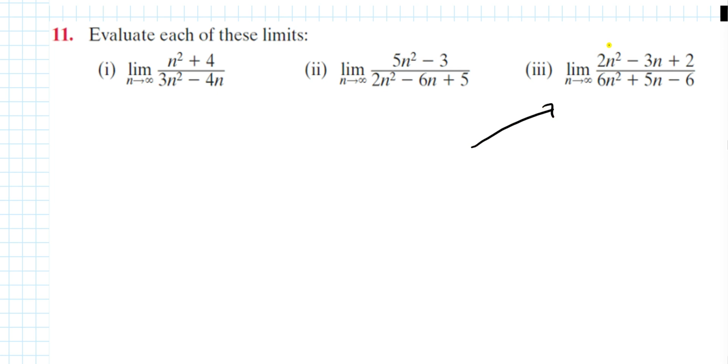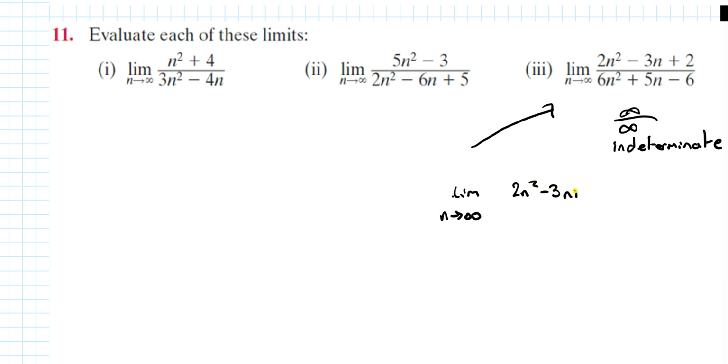And last but not least, this question here. I know I'm going to get, look, you can do it in your head. Infinity squared minus infinity plus 2 would be infinity. 6 times infinity squared plus 5 infinity minus 6. You'd get infinity over infinity, which is indeterminate. So there must be some form of simplification I can do. Factorizing's not going to work here.